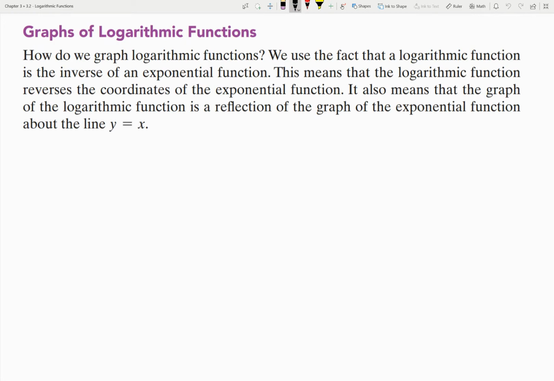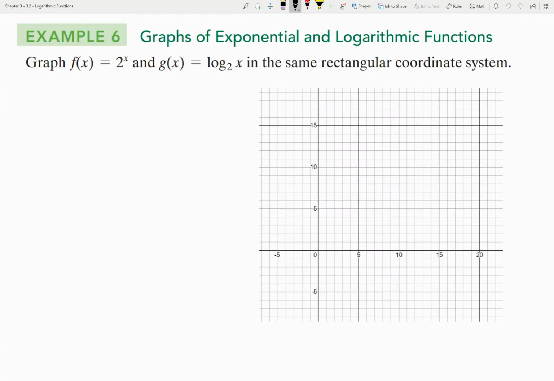So, how do we graph logarithmic functions? There's a couple ways. We can use the fact that logarithm functions are inverses of exponential functions. So that means that the logarithmic functions reverse the coordinates of exponential functions. It also means that the graph of the log function is a reflection across the line y is equal to x. So you can keep all that in mind and graph the original function and then graph the logarithm.